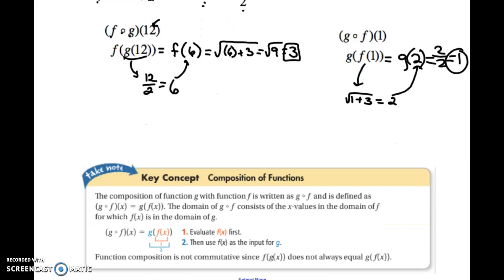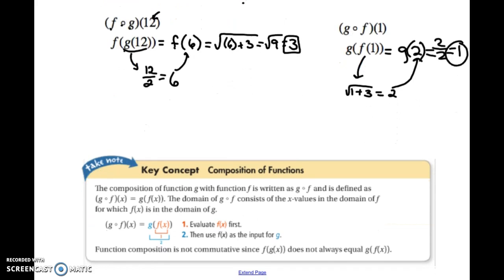So looking at a little bit of theory at the bottom of our page, the composition of a function g with a function f is written as g of f, and is defined by g of f of x equals g of, do the f first. The domain of g of f consists of all the x values in the domain of f, the domain of the inside one. And our steps: one, do the inside part first, and then two, do the outside part.